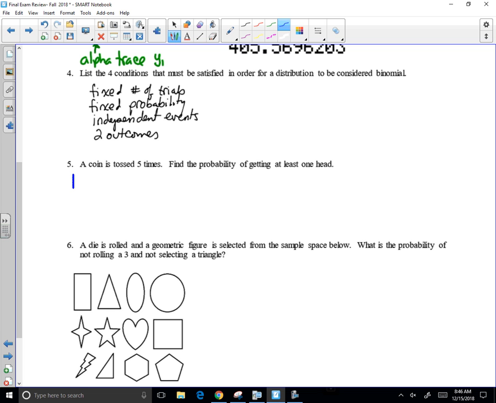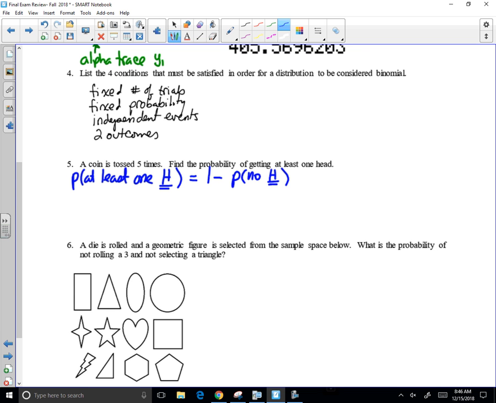But the rule is at least one, in this case, heads, would be 1 minus the probability of not getting a head at all. So no heads. The idea being that if I could figure out the probability of not getting what I want at all, the opposite of that would be exactly what I'm looking for.